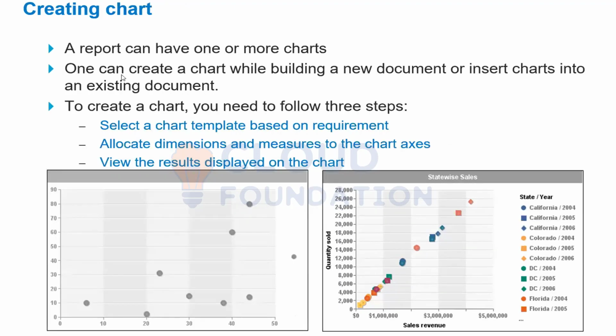This is about how to create a chart. A report can have one or more charts. One can create a chart while building a new document or insert charts into an existing document. To create a chart, we need to follow 3 steps. Select a chart template based on requirement, which chart we want, whether we want a bar chart or column chart or pie chart. That way we can select the charts. We allocate dimensions and measures to the chart axes, like what should be the x-axis and what should be the y-axis, what are the objects that we should plot a chart on, and we can view the results displayed on the chart.